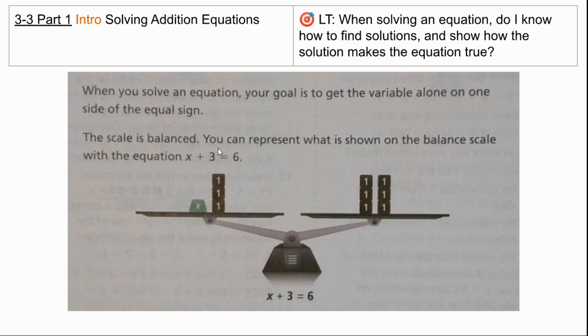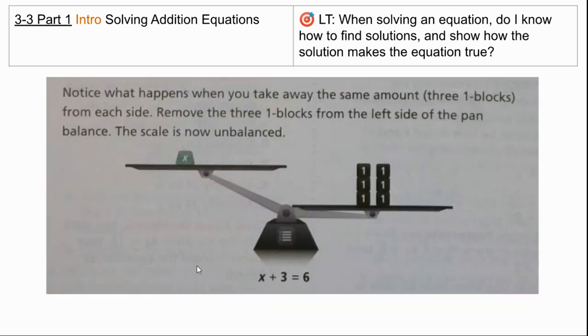So the scale is balanced, and you can represent what is shown on the balance scale with the equation x plus 3 equals 6. But again, you'll notice that the x is not by itself, and we want to get it by itself. We want to isolate our variable. Notice what happens when you take away the same amount, 3 one blocks, from each side. When we remove the 3 one blocks from the left side here, it's now out of balance. This side is heavier because we removed 3 blocks from this side.